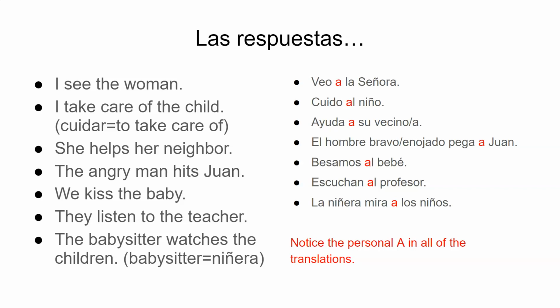The angry man hits Juan. El hombre bravo, el hombre enojado, pega a Juan. There is a personal a in there. We kiss the baby. Besamos al bebé. Or if it's a female baby, besamos a la bebé. They listen to the teacher. Escuchan al profesor. Or if it's a girl teacher, escuchan a la profesora. The babysitter watches the children. La niñera mira a los niños. They're all girls, a las niñas.